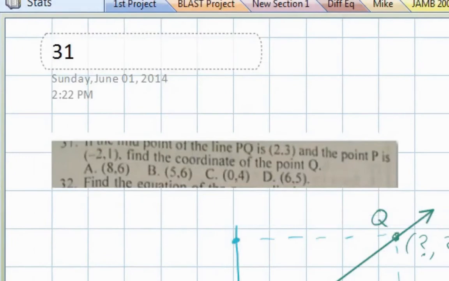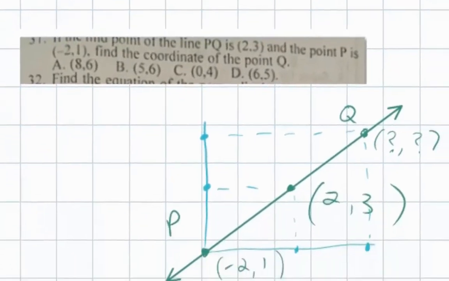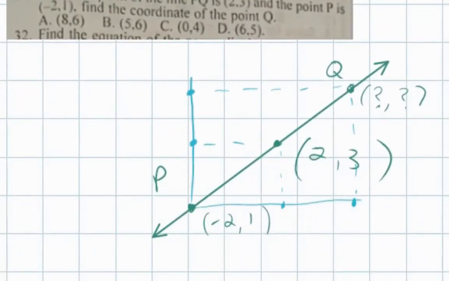Question 31 says if the midpoint of the line PQ is (2, 3), and the point P is at (-2, 1), find the coordinate of the point Q. So I drew an illustration to illustrate the point. Here we have (-2, 1), which they told us is point P. Then we need to know Q, which I've labeled with question marks because we don't know what it is yet. But we do know that the midpoint is (2, 3).